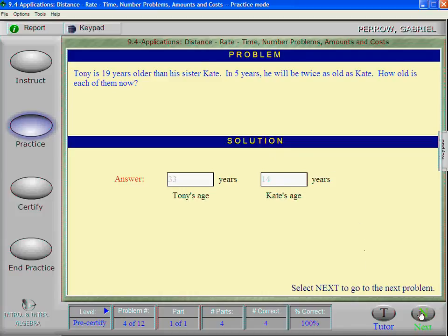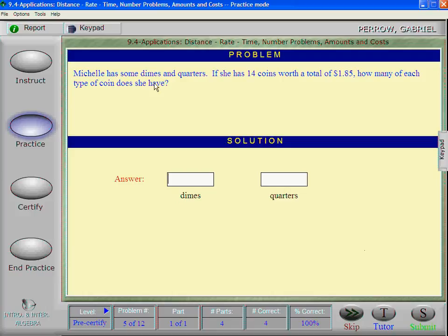Okay, so the next example, Michelle has some dimes and quarters. If she has 14 coins worth a total of $1.85, how many of each type of coin does she have? So dimes and quarters must be our x and our y. And to construct two equations, we can use the information that we've got for 14 coins and $1.85, and really what we know about dimes and quarters in terms of their worth.